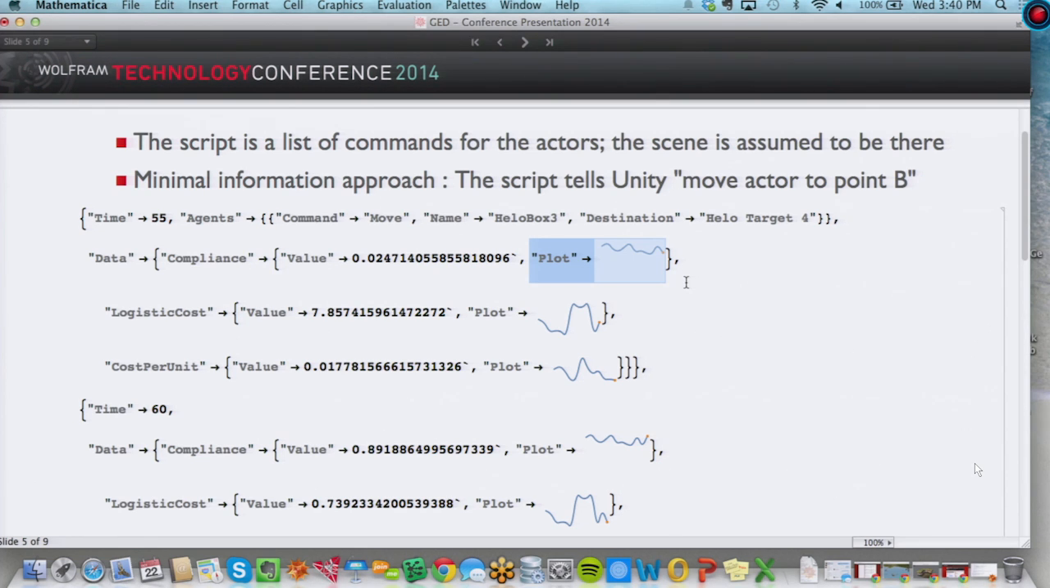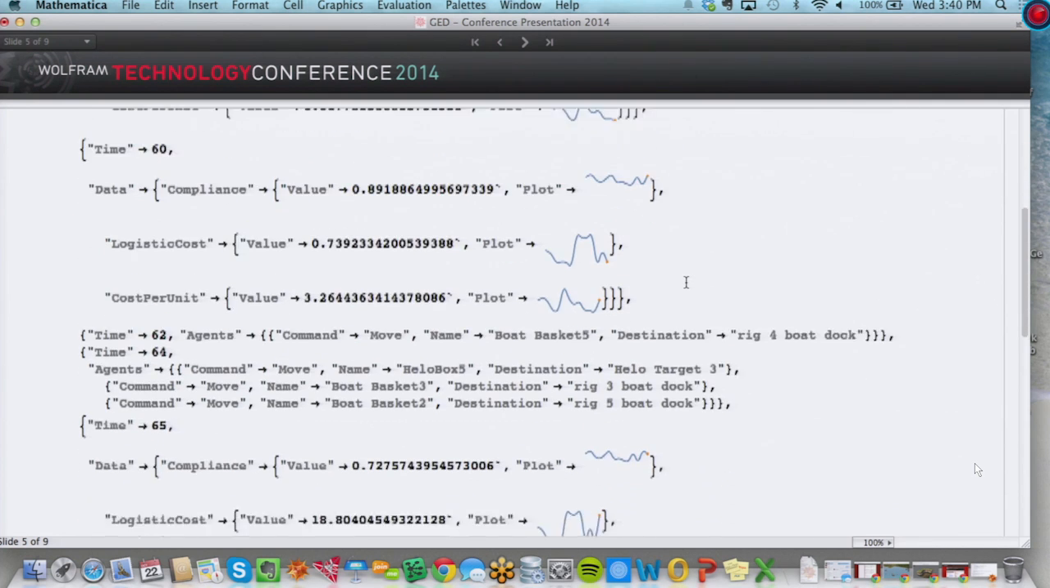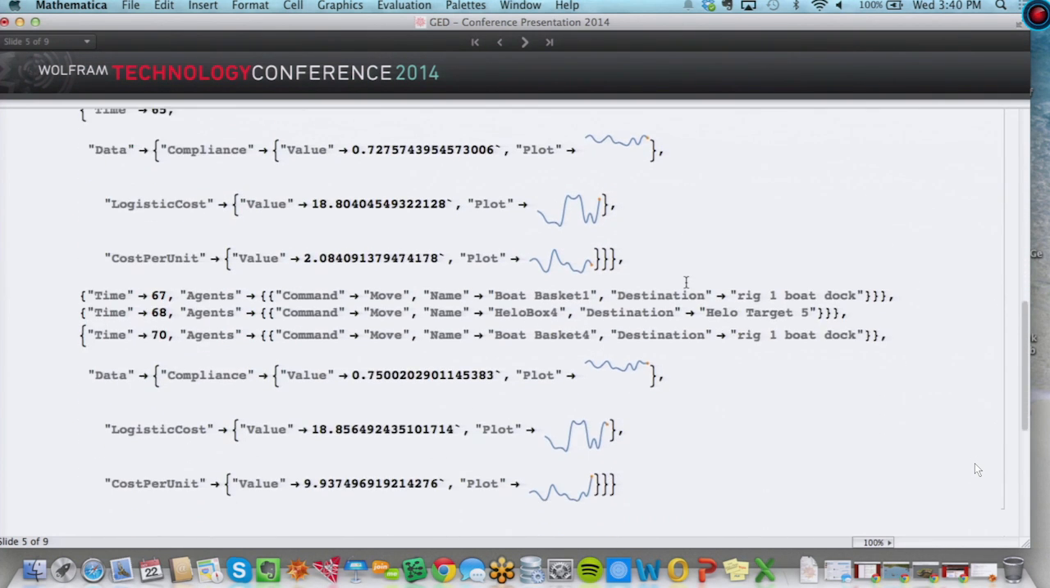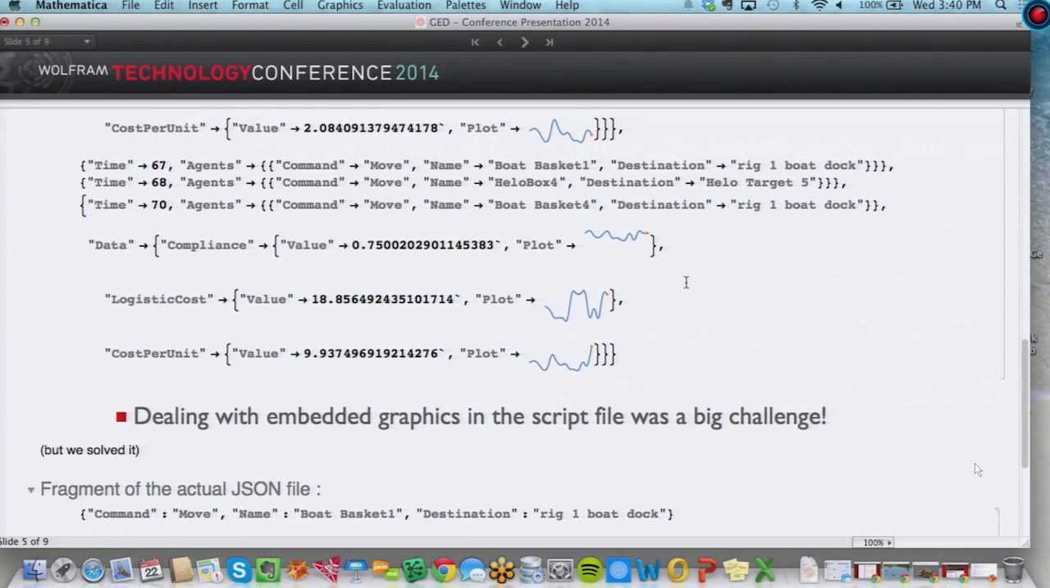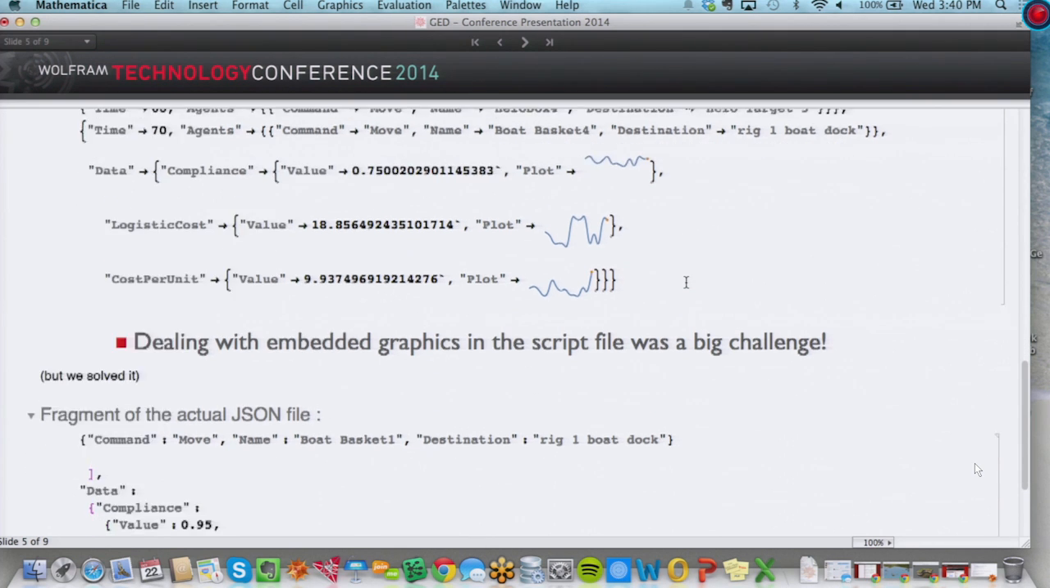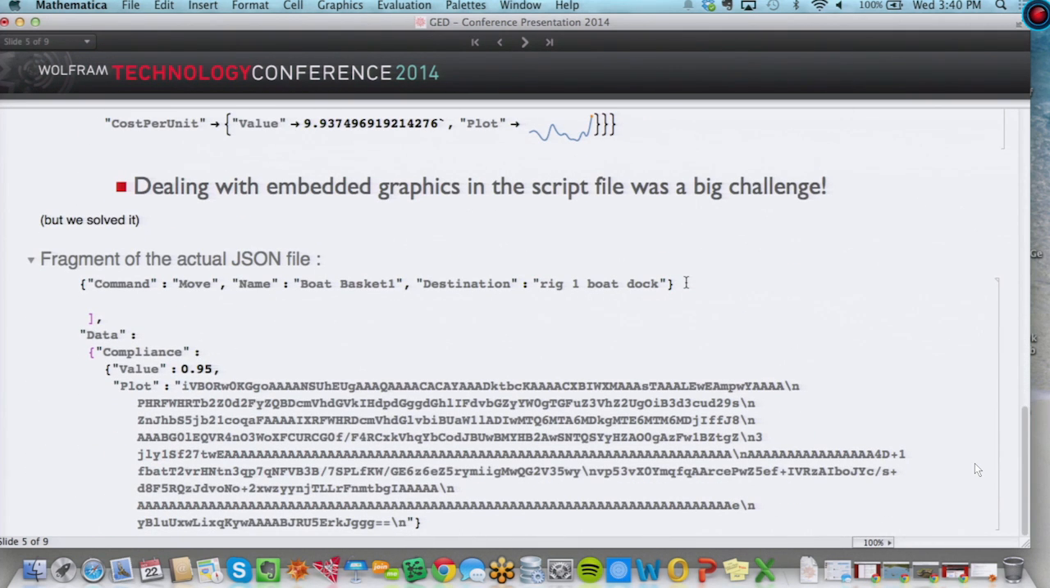So a lot of the work that we did was figuring all of that out and ultimately building a JSON file that Unity can read. JSON is a native format for Mathematica. It also happens to be a native format for Unity. So there was where we found some common ground between the two.